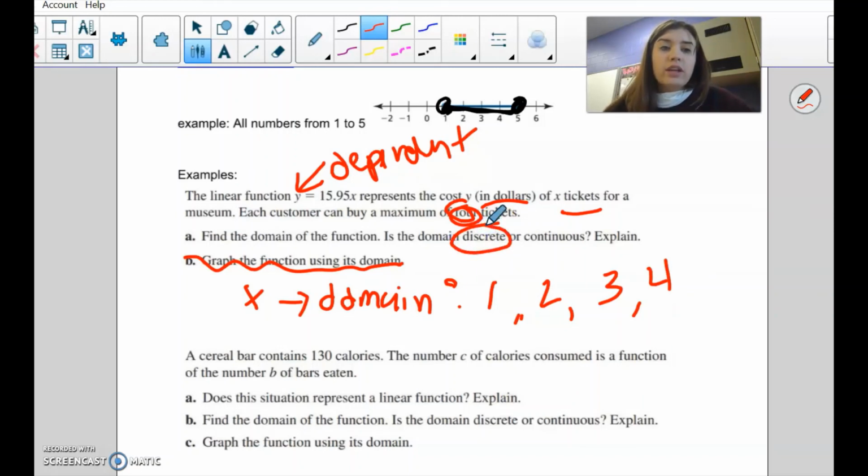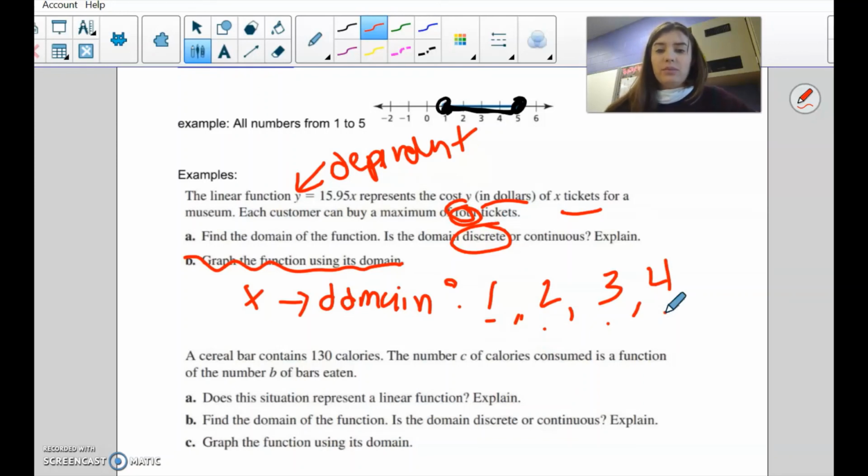So tickets make our domain discrete. That is because you can't split a ticket in half. You can't have 1 to 2 tickets because that's impossible. You can't have 1.9 tickets. You can't have 1.5 tickets. You can either buy 1, buy 2, buy 3, or buy 4. So that's what I mean by specific numbers.